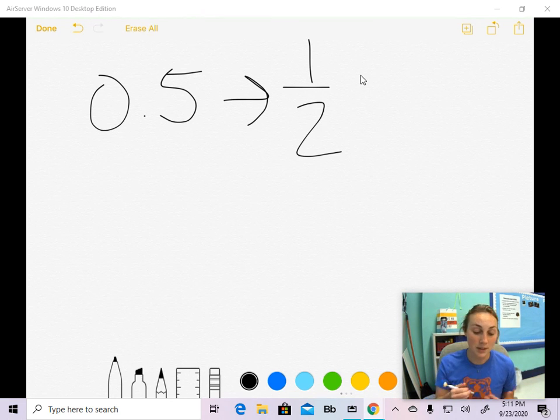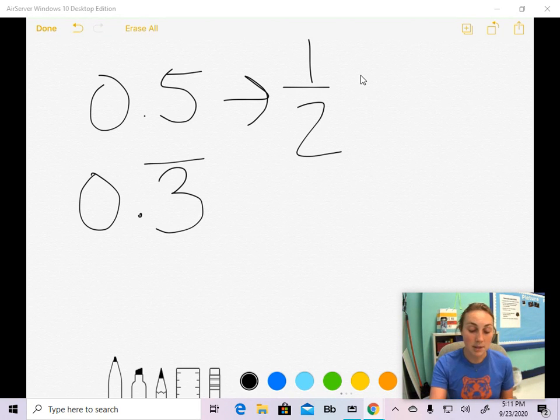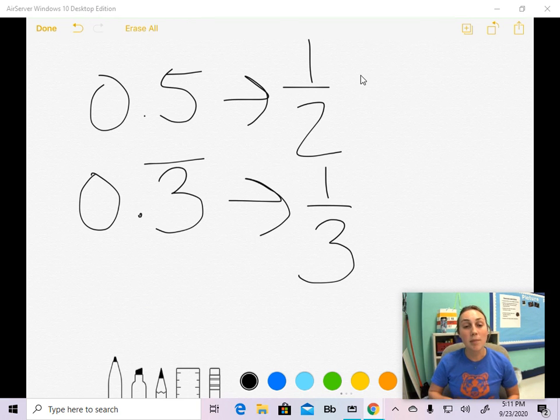A rational number, an example would be repeating decimals. So let's say 0.3 repeating can be turned into a fraction. It would be 1/3. So repeating decimals are also rational numbers.